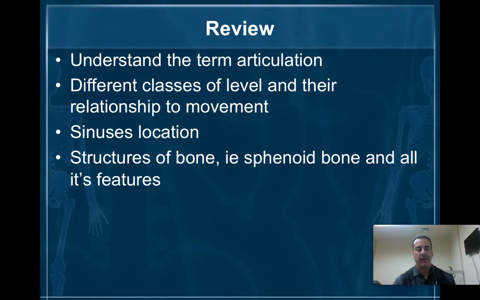So, as I just said, structures of bones. For example, the sphenoid bone is probably one of the most complicated, misshapen bones of the body. You should be familiar with the fact that it contains the foramen ovale, optic foramen, foramen spinosum, and pterygoid canal, right? So be familiar with the sphenoid bone, all bones, and the structures associated with those bones.